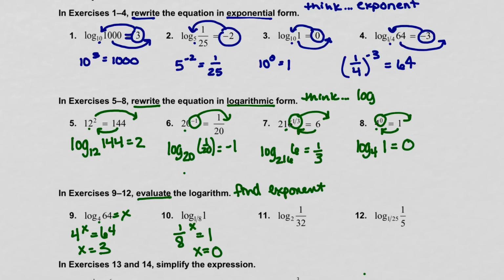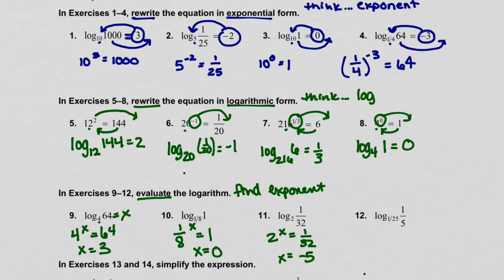So again, 2 to what power gives me 1 over 32? Well, I know that if I'm going to take my 2 that's in the numerator and send it down, then my exponent's going to have to be negative. And now I can think of, well, how many times does 2 multiply by itself to get 32? And that is 5.